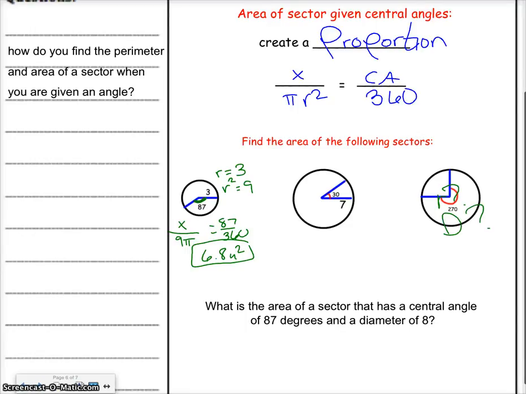Okay? All right, so the next one, I would say part of my area is to my full area, pi r squared, 7 squared pi, as my central angle, 30, is to my total degree measure, 360. And remember that's 49 times 3.14 times 30 divided by 360, which is 12.8.